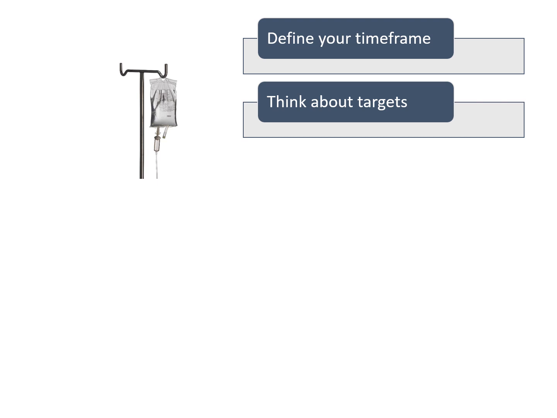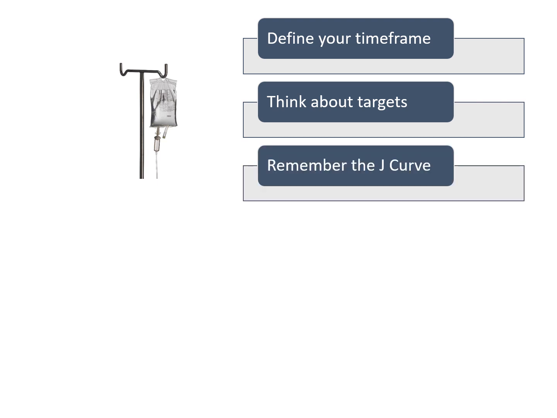You think, I need to get this much fluid in, or I'm going to resuscitate for this much time, or I'm going to target this Hb. Think about them, try and document them. It helps with the process. And finally, remember the J curve.